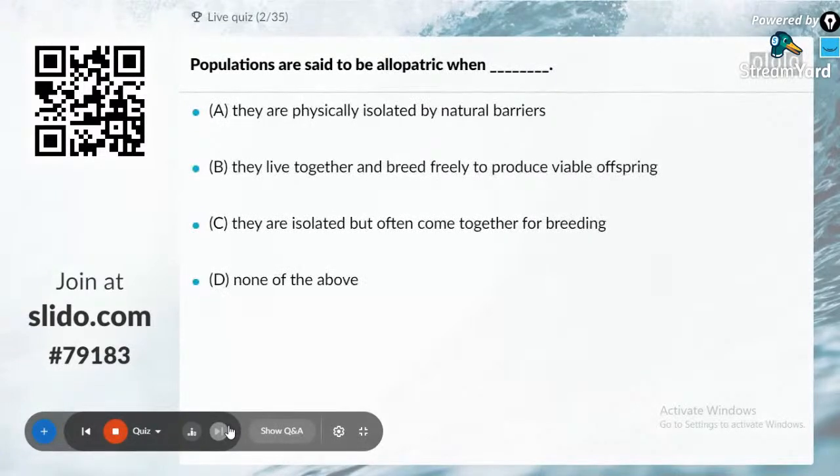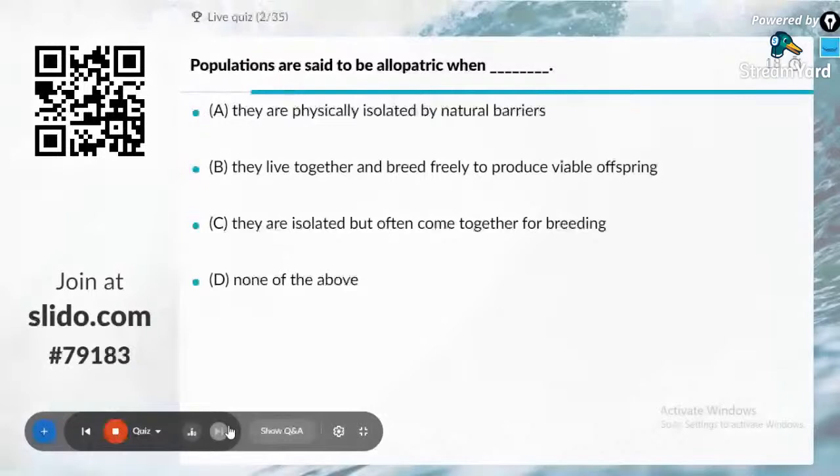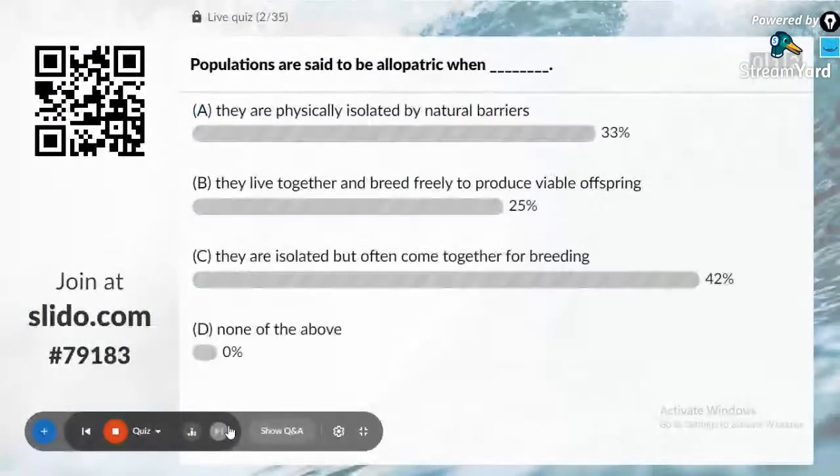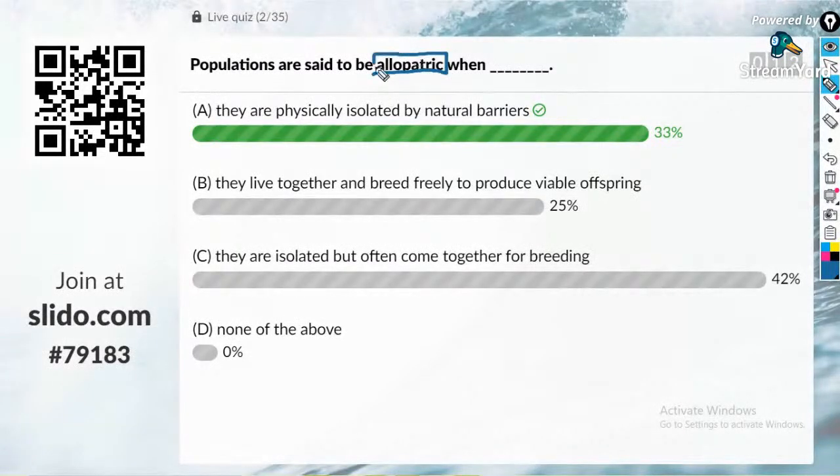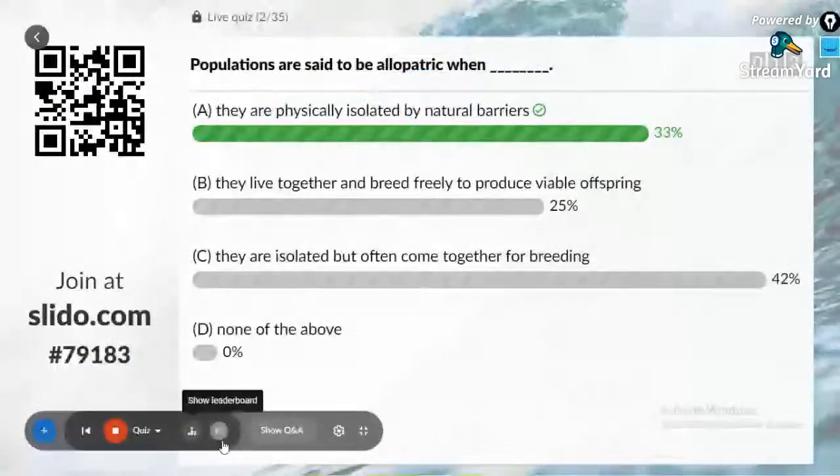Populations are said to be allopatric when? In the first we discussed sympatric, now allopatric. Option A: they are physically isolated by natural barriers. Option B: they live together and freely breed to produce viable offspring. Option C: they are isolated but often come together for breeding. Option D: none of these. Guys, the correct answer is option A. Populations are said to be allopatric when they are physically isolated. When the populations are physically isolated, they are called allopatric.